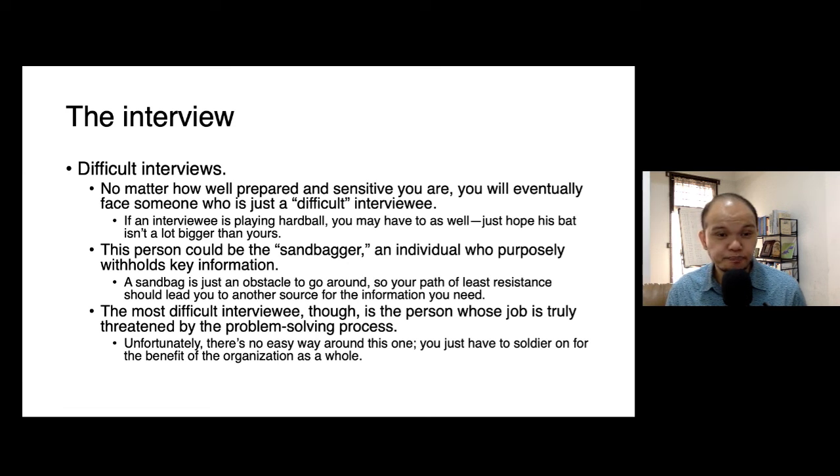You will encounter interviewees who will push back, who will resist. But sometimes there's no other solution. You just have to push forward. You just have to keep on making progress, even if the progress that you get is not that much, right? And sometimes you just have to force it. You just have to keep on moving forward.